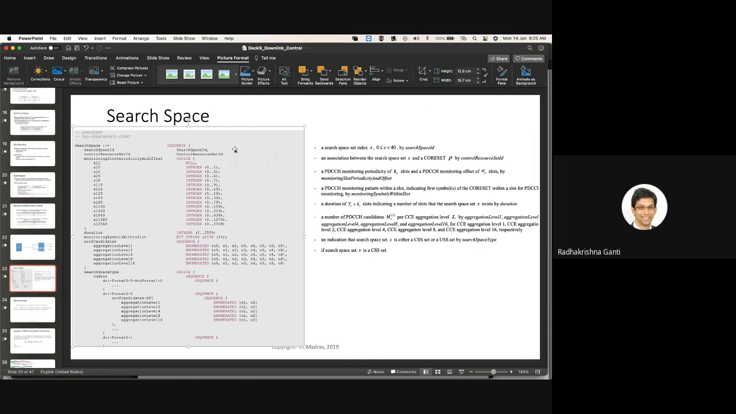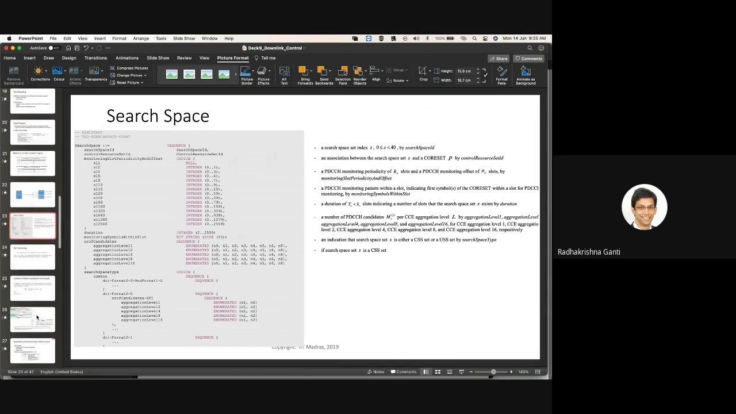Essentially, before the UE decodes the DCI formats, it knows that this search space corresponds to a particular aggregation. I mean, these are the aggregation levels that are there, and this aggregation level corresponds to these particular DCI formats. Okay.